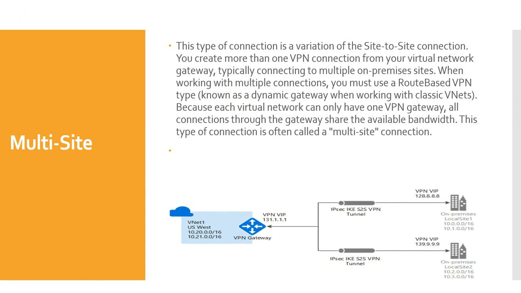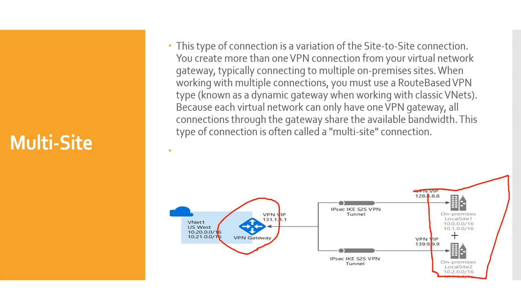This type of connection is a variation of the site-to-site connection in a way that you create more than one VPN connection from your virtual network. Here is the Azure site, here is the on-prem site, and typically connecting to multiple on-premises sites. So you will create more than one VPN connection from your virtual network gateway from the Azure site, and let's say you have two sites, local site 1, local site 2, hosted on-prem.